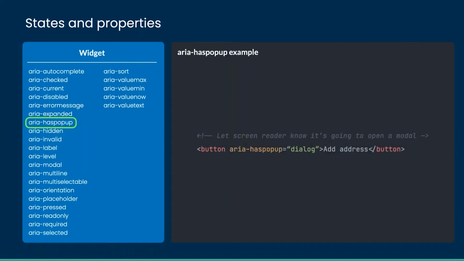And finally, from these widgets, we'll have a look at has popup. This is useful for letting the screen reader know that the button they're about to press, when they've got focus on the button, is going to do something like open a popup, open a menu, or in this case, open up a dialog modal screen. So when you land on that, you get told it's a button, you get told it's about adding an address, and it's going to open up a modal window. It's one of those that has set values that you can add. So it can be true, it can be menu, listbox, tree, grid, or dialog in this case.